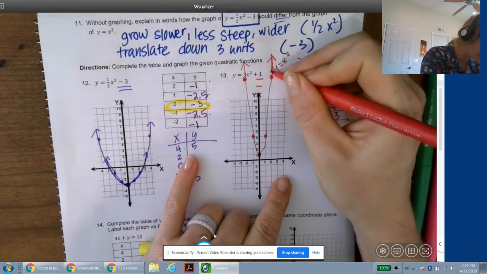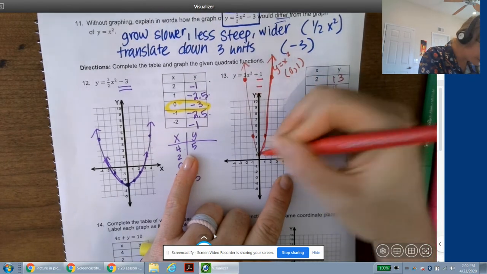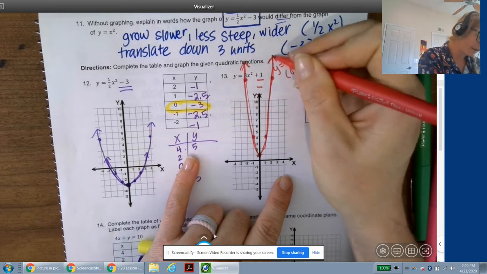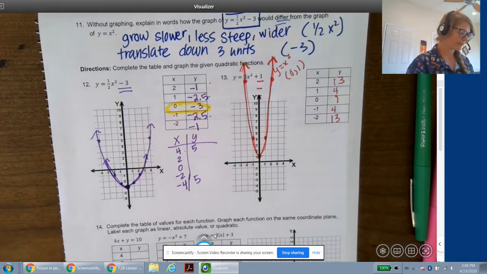Oh my gosh, Mrs. Barr. You need to get it under control here. Okay, so that looks slightly better.